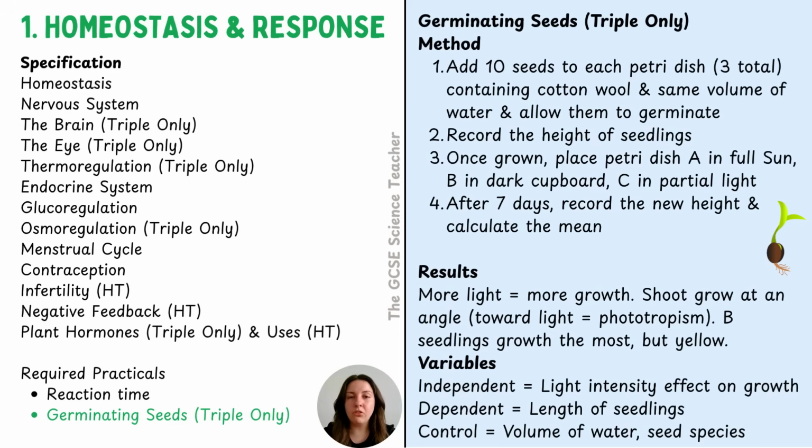So the results: the more light there is, the more growth. Shoot growth at an angle, maybe towards the light, is phototropism. The seedlings with no light are often going to show the most growth, but they're going to be very spindly and yellow. So the independent variable is light intensity, because that's what we're looking to investigate. The dependent variable is the length, and the controls are the seed species and the time of the growth period, and maybe water volume as well.